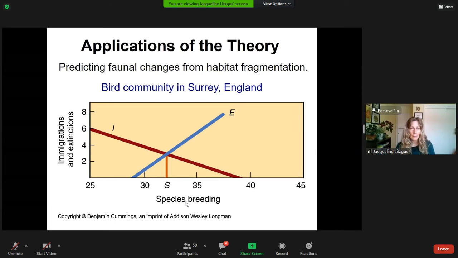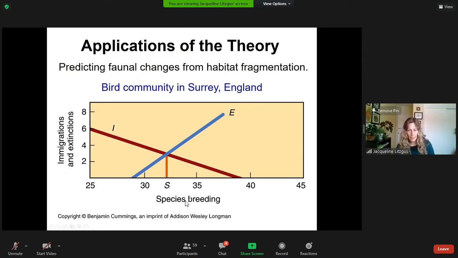There's another example. This is from long-term studies of birds in Surrey, England. So in this, it's an oak woods in Surrey, England. And it also supports this idea that isolation can influence the bird fauna in these islands, right? These habitat islands. So there's a rough equilibrium number here. The data are shown here.